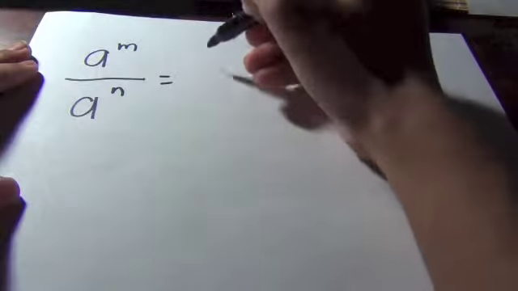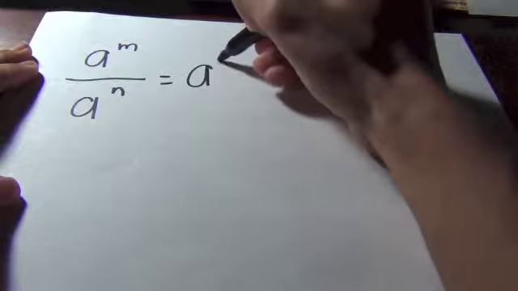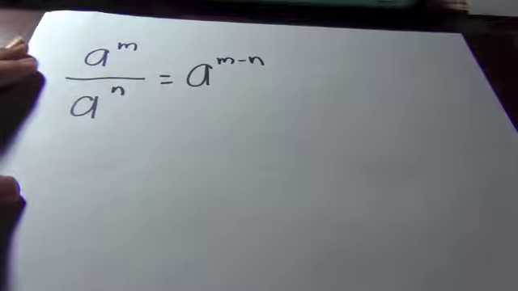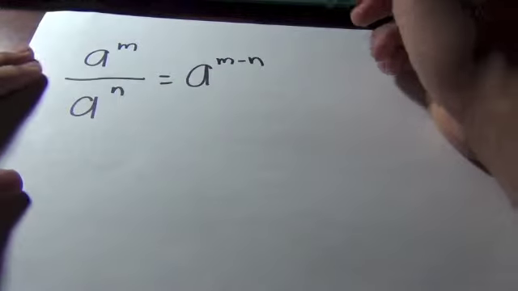The second property states that if I have a number, let's say n, or a, so I'm just going to use a throughout the rest of this video. If I have a number a raised to the m power, and I divide this by the same number a raised to the n power, then I can simplify this to be a to the m minus n. So it's the opposite of addition, it's subtraction.